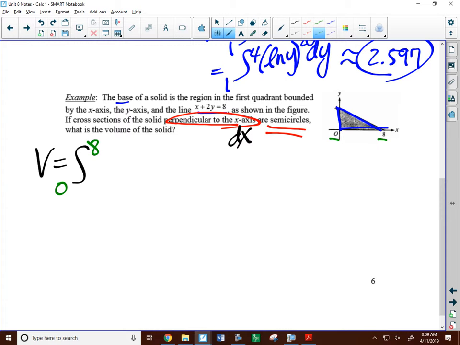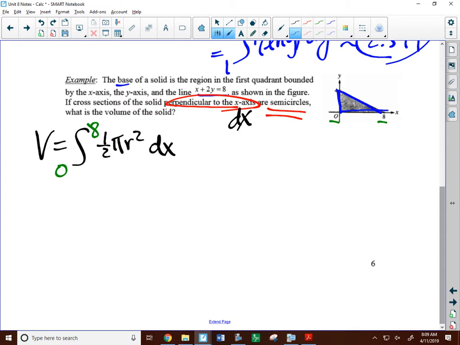Okay, so I'll fill that in. And then we go ahead and fill in, we're doing semicircles. So that's 1/2 pi r squared. And we want it to be a dx question. Or I mean, you can write pi over 2 r squared. Okay, there's the setup. Let me go ahead and get this ready at least.